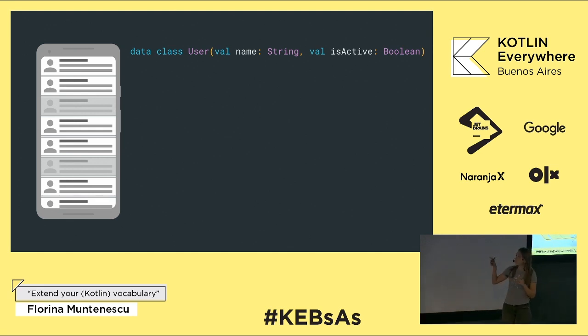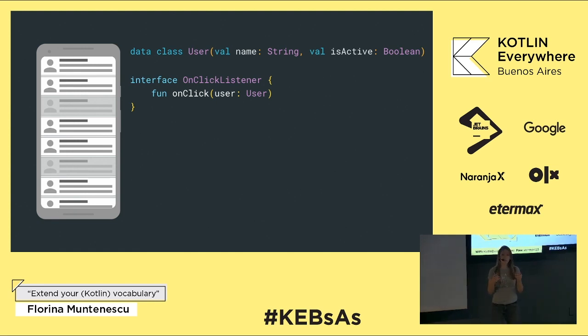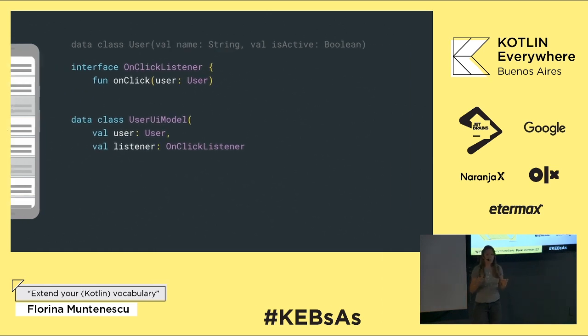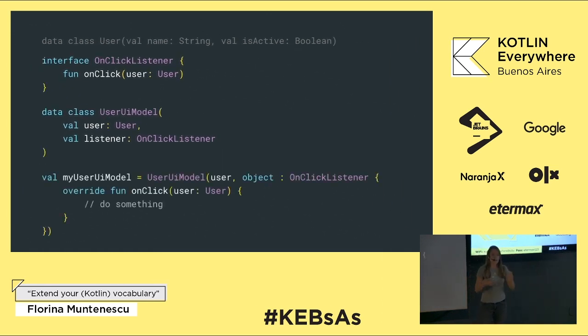So if the user is not active, we just want to show it grayed out. Because we also want to be able to tap on a user and do something on the tap, like activate it or deactivate it, we're defining an on-click listener that gets a user. We also want to provide, instead of just a list of users, a list of user UI models that has the user, but also that on-click listener. So wherever we're creating this model, we can also handle what happens when we're clicking on the user.